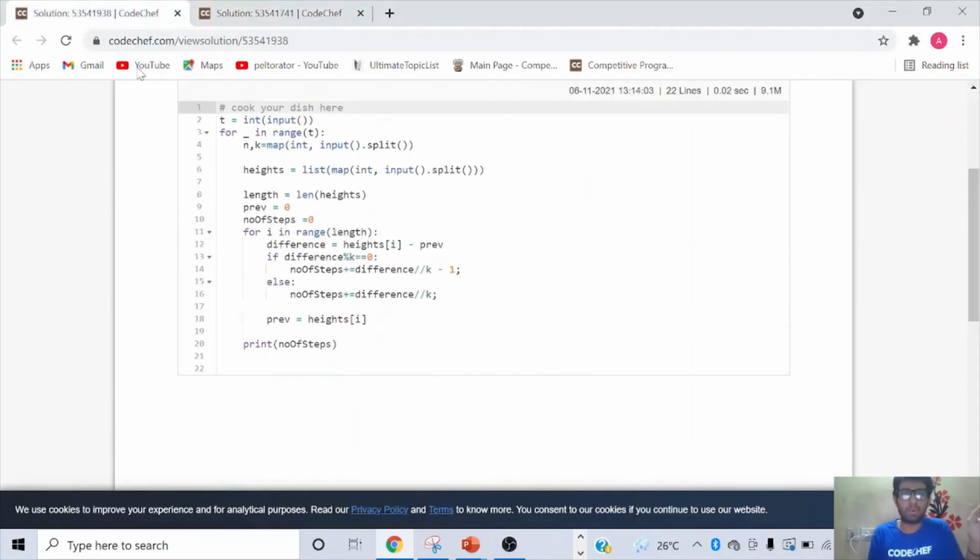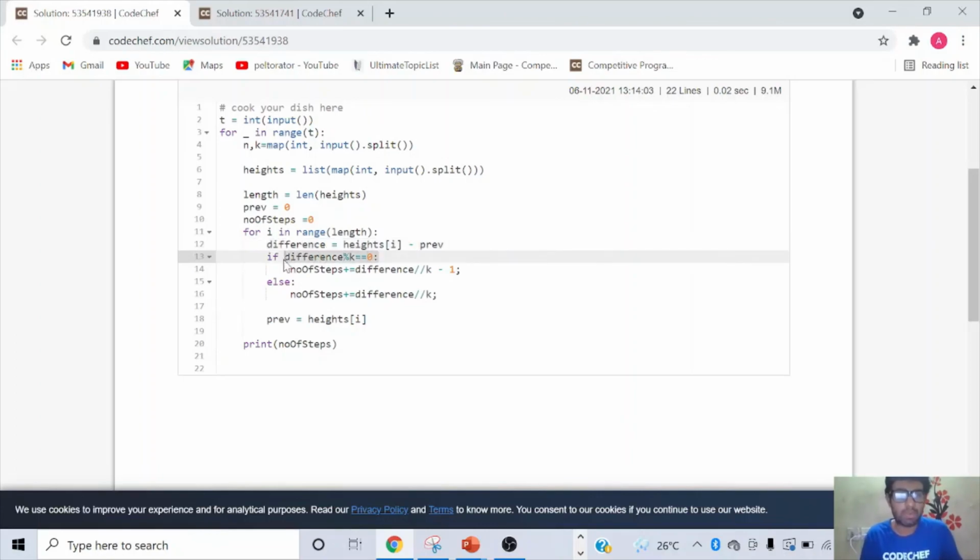Similarly, let's look at the Python code. In the Python code, we take n and k as input, and then we take heights as input. We have the length here, and we have a previous variable here, just switching up a little bit in the implementation. And we have number of steps as 0. Now, instead of using a separate heights of 0 equal to 0, we have a variable previous that keeps track of the previous. So we are trying to jump from the previous to the next. So for i in range length, here we are following 0 indexing. In this, difference equals heights of i minus previous. We are trying to jump from previous till heights of i. So we compute the difference.